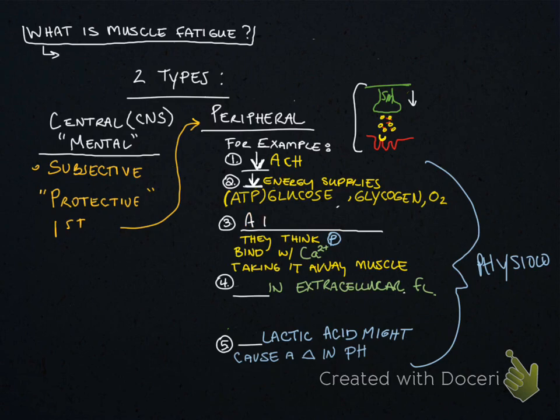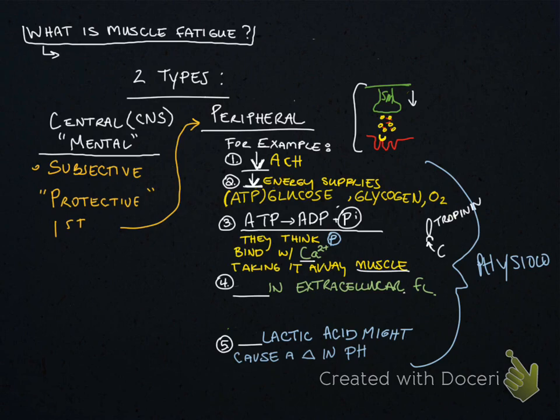This equation here, ATP, it's converted to ADP plus a phosphate. Well, they think that as we continually use that muscle, this phosphate right here will sometimes bind with calcium, taking it away from the muscle. So if you remember our gatekeeper that had a binding site for calcium, that gatekeeper was troponin.